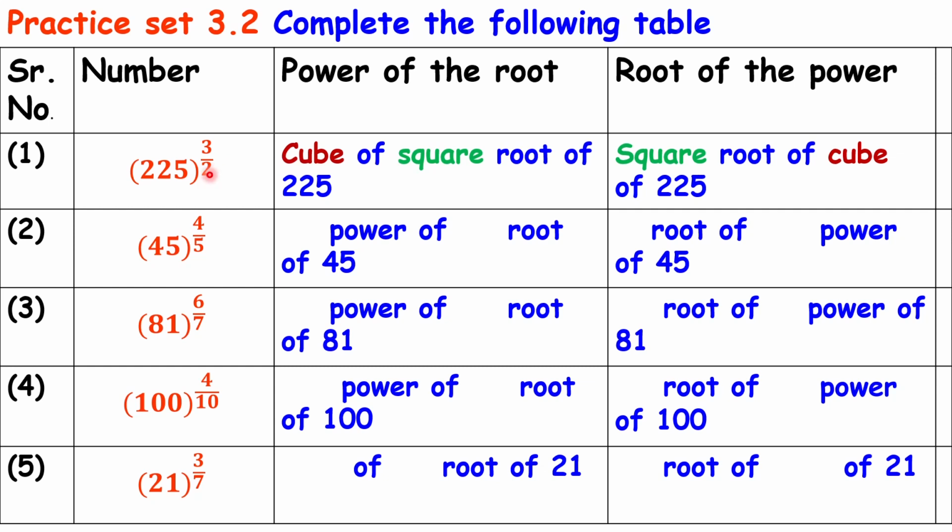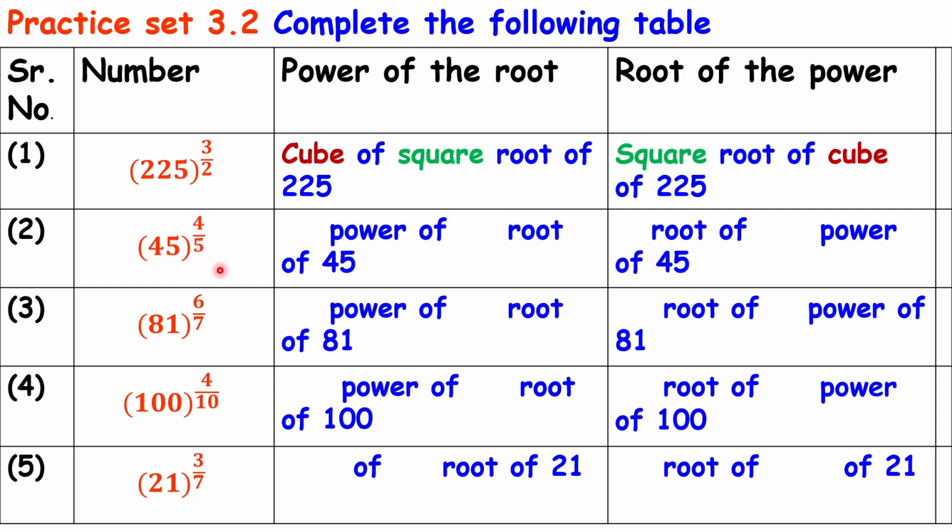What is the root? 2 is a root, square root of 225, and in another way root of the power, that is in this first we will take a denominator and then power. Denominator is 2 means square root of, which is the power, 3 is the power, so cube of 225.